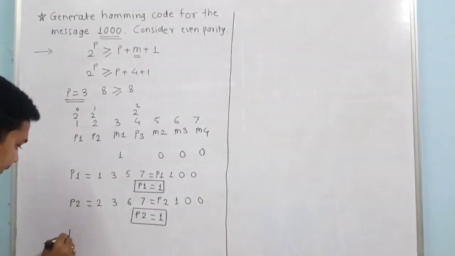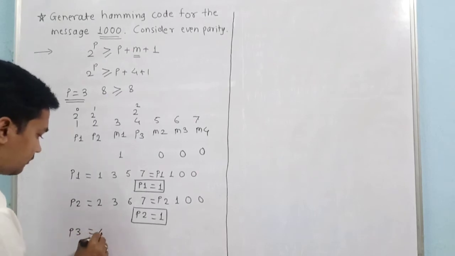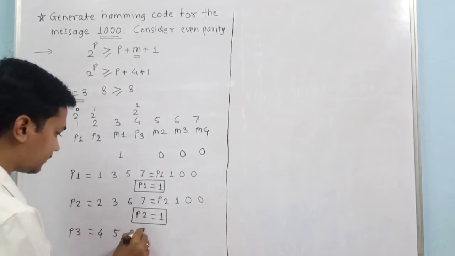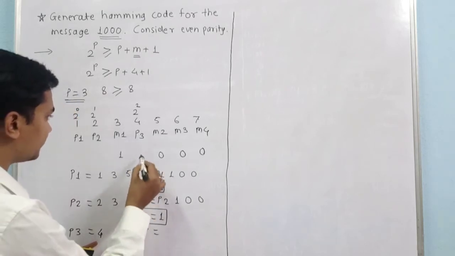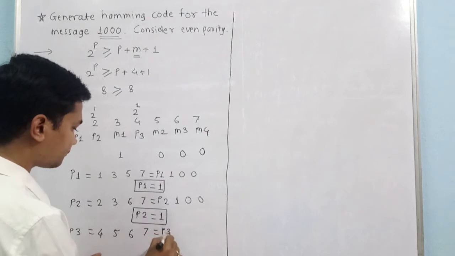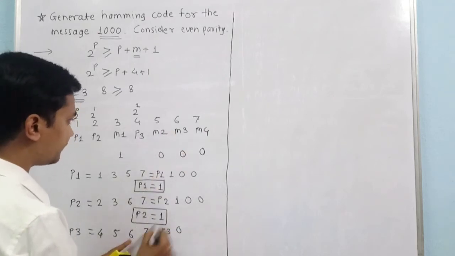Now how to calculate P3? To calculate P3, we have to consider the 4, 5, 6, 7th positions. 4, 5, 6, 7 means P3, then the 5th bit is 0, and the 6th and 7th bits are 0, 0.